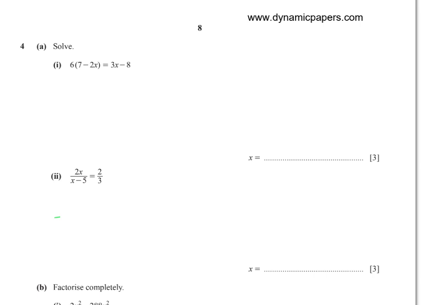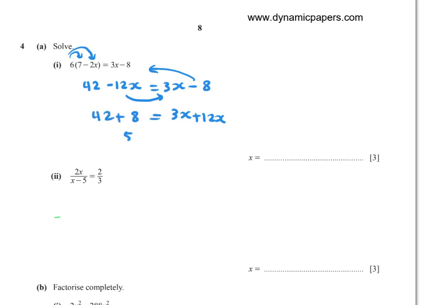Number 4, for A, solve 6 times 7 minus 2x equal 3x minus 8. So expand 6 times 7, 42. 6 times negative 2, so negative 12x equal 3x minus 8. Now transpose negative 12x to the other side by positive. So we have 3x plus 12x. And negative 8 to the other side by positive. So 42 plus 8, so 50 equals 15x. Divide by 15. So x equals 10 over 3 in the simplest form.